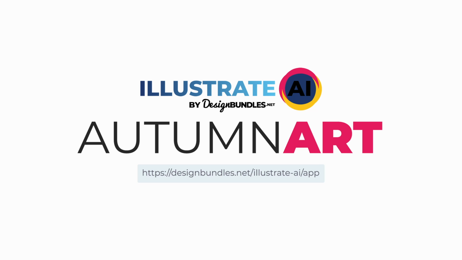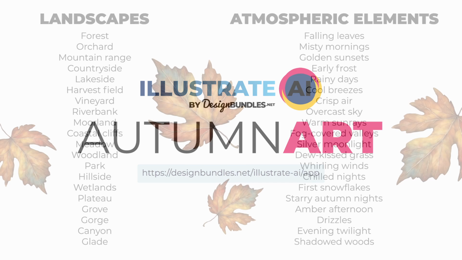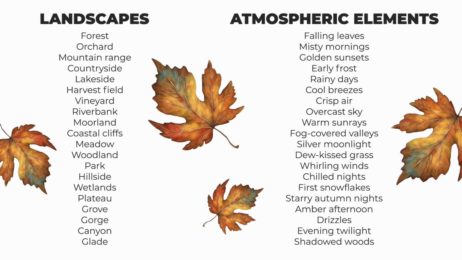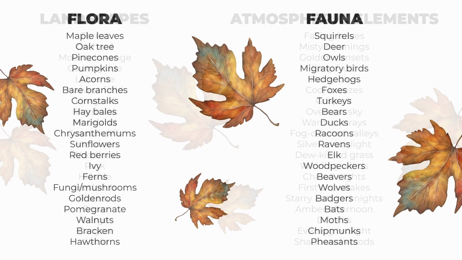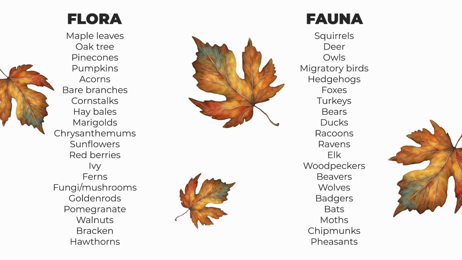Today I'll show you how to create cool autumn illustrations using Illustrate AI from DesignBundles. Here's a list showcasing various landscapes, from forests to canyons, and atmospheric elements, including falling leaves to shadowed woods. Here's another list highlighting various flora, from maple leaves to hawthorns, and fauna, such as squirrels, deer, to pheasants.